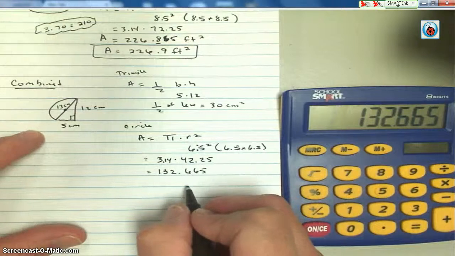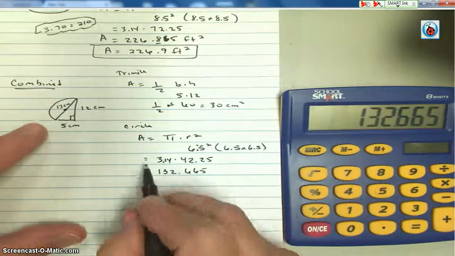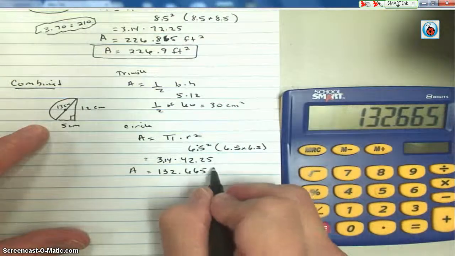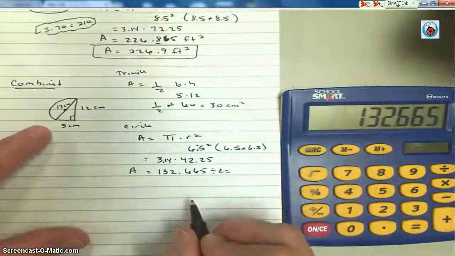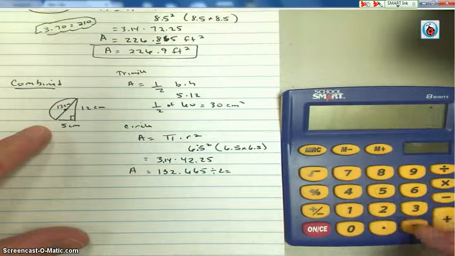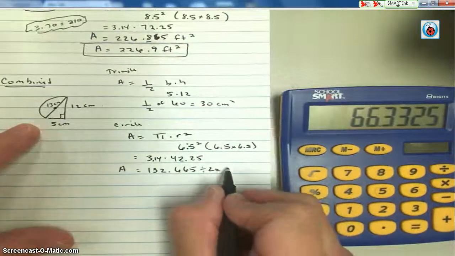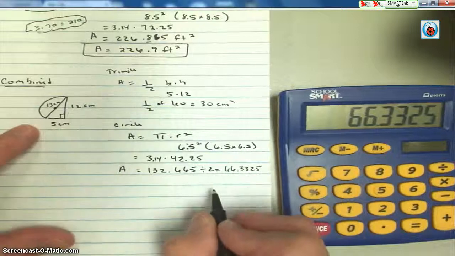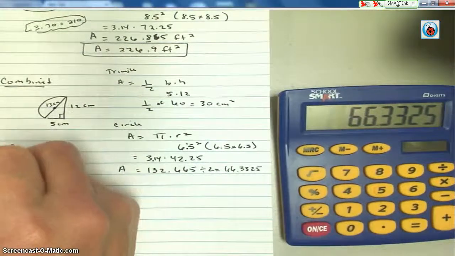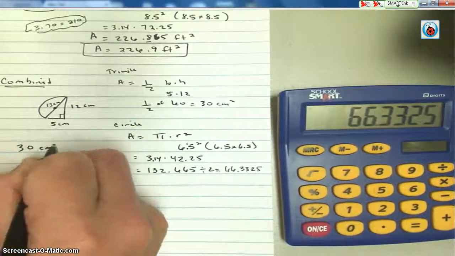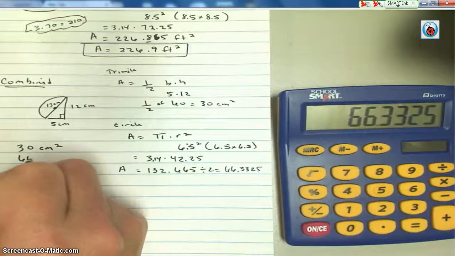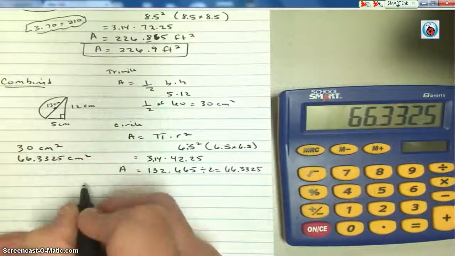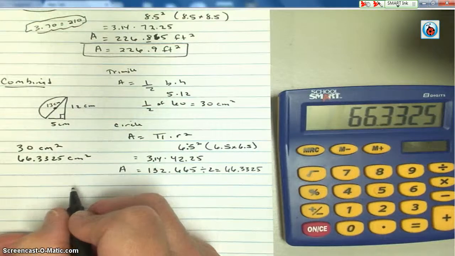So times 3.14, and we get 132.665. But keep in mind, this is the area for the entire circle. So we're going to want to divide this by 2, because we want half of it. So we're going to divide by 2, which gives us 66.3325. So we take our 30 centimeters squared and our 66.3325 centimeters squared, and we're going to add those together.